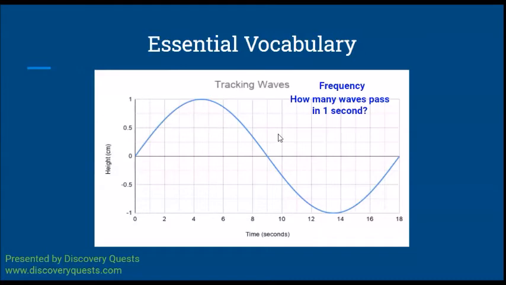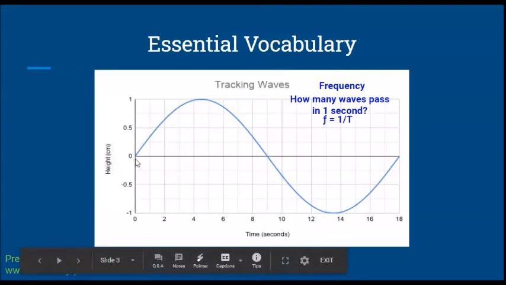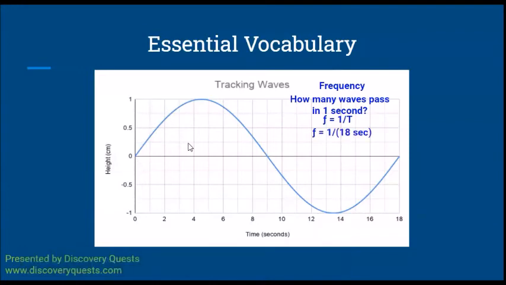So the period was how many seconds per wave. Now we're going to look at the reciprocal of that, how many waves per second. So the frequency is always the inverse of the period. So in this case, our period was 18 seconds, and so our frequency is 1/18 of a second.